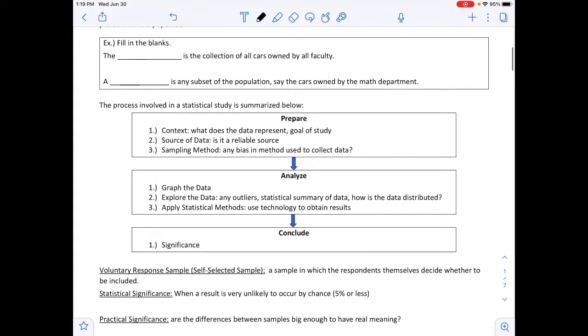So the first example that we have says fill in the blanks. The first one says the blank is the collection of all cars owned by all faculty. And the second one says a blank is any subset, and subset is our keyword here, of the population, say cars owned by the mathematics department. So the first one is going to be that the population would be the collection of all cars owned by all faculty. And when we deal with a subset, we are talking about a sample.